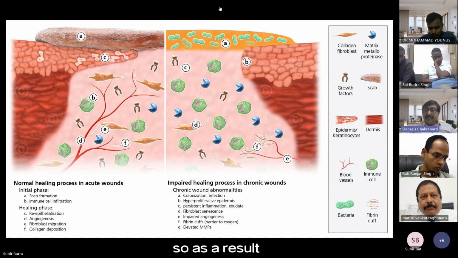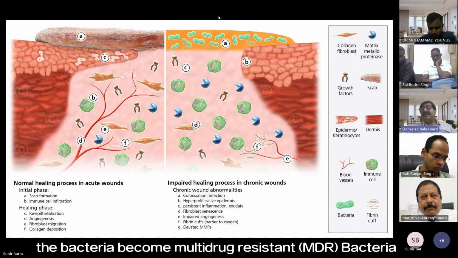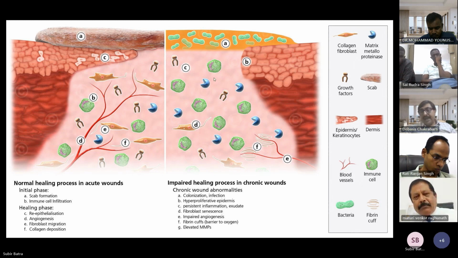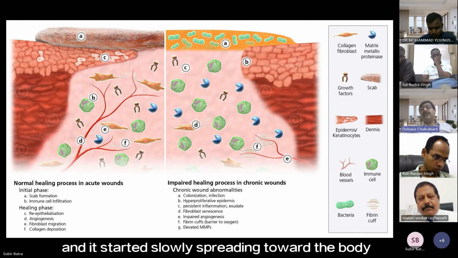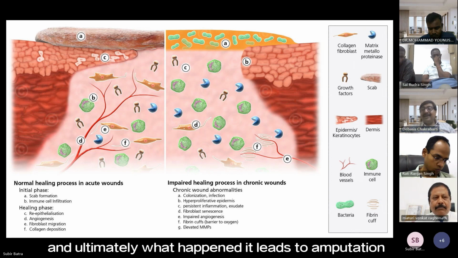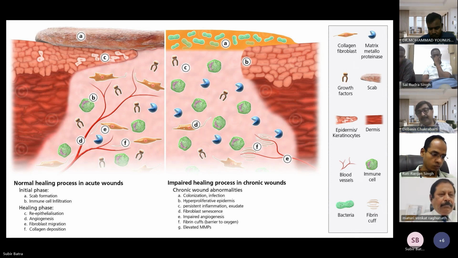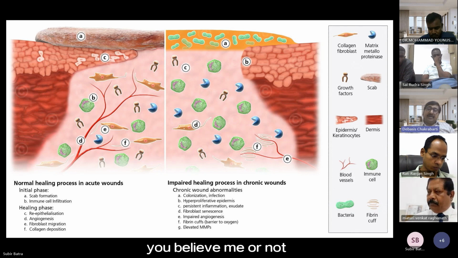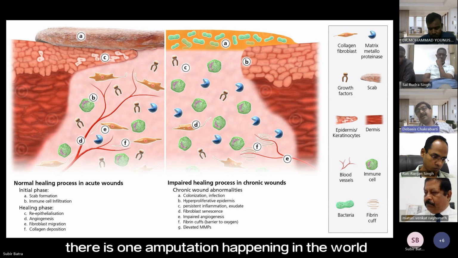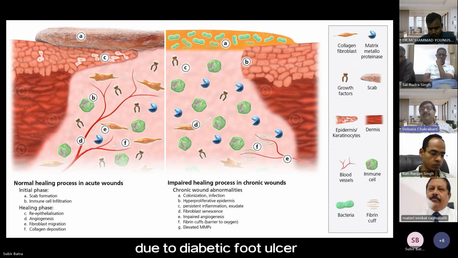So as a result, the bacteria become multi-drug resistant, MDR bacteria, and the wound starts to become a chronic wound. It does not heal, and it starts slowly spreading throughout the body. And ultimately, what happens? It leads to amputation. Believe me or not, every minute there is one amputation happening in the world due to diabetic foot ulcer.